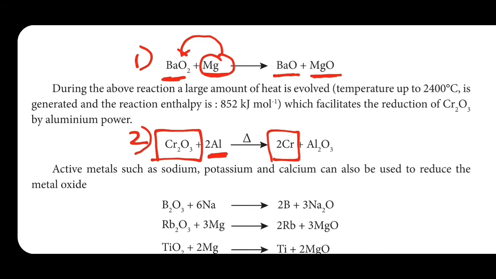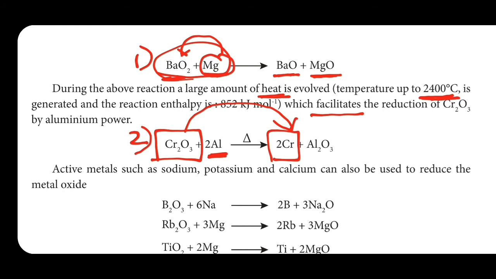During the above reaction, a large amount of heat is evolved. Because of this mixture, large amount of heat is evolved. How much heat is evolved? Temperature up to 2400 degrees Celsius is generated. That means how much energy? Reaction enthalpy 852 kilojoules per mole. That heat only facilitates the reduction of Cr2O3. That heat only is responsible for this conversion, that is Cr2O3 to Cr.